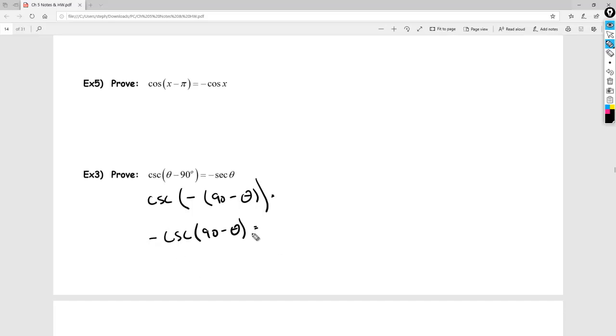And cosecant of 90 minus theta is, as we just saw, the same thing as secant. And so I end up with negative secant equal to negative secant. So I've completed my proof. Right, so I had to use both my cofunction property and my even odd property.